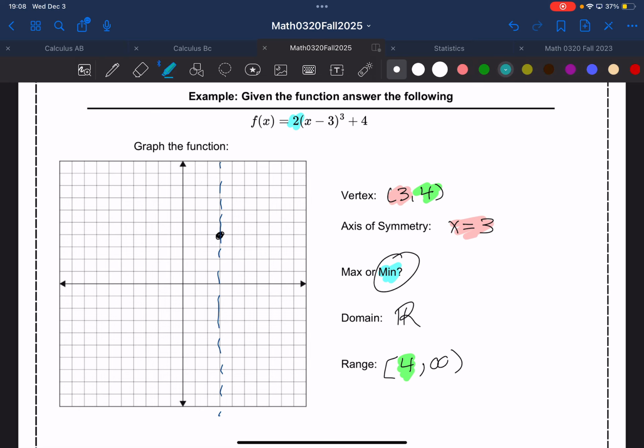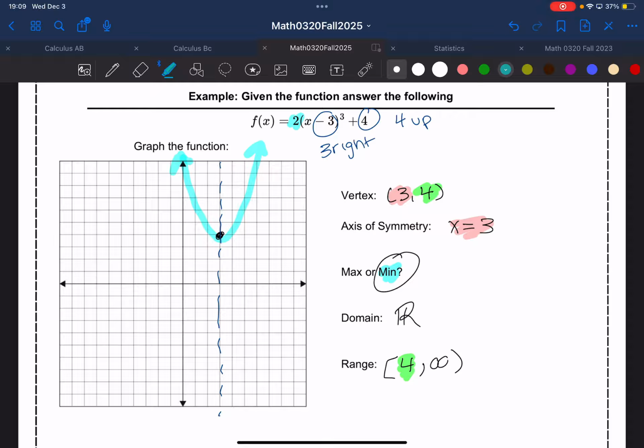So if you just did this, 3 to the right, that's correct, and this is 4 up. And when we plotted that vertex, we got that exact thing. We went right 3, up 4. And so this is just us creating that symmetric parabola on either side.